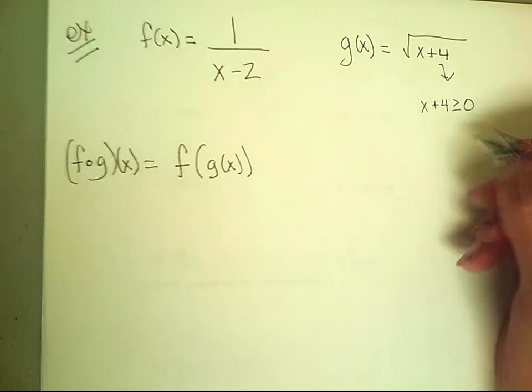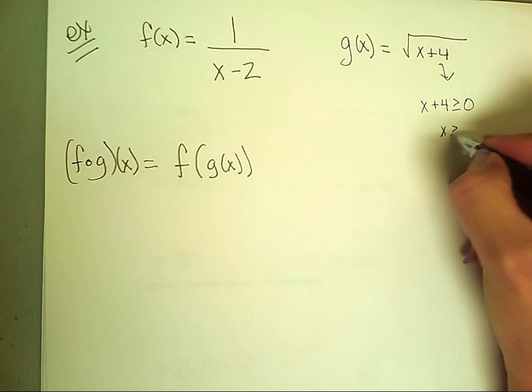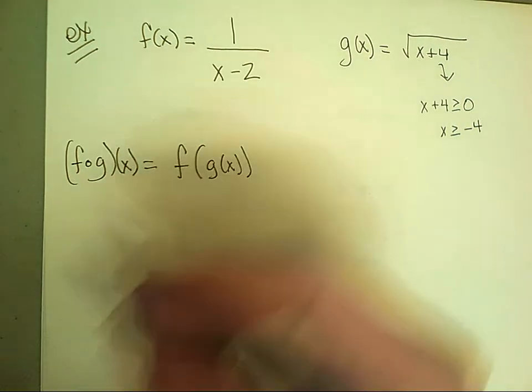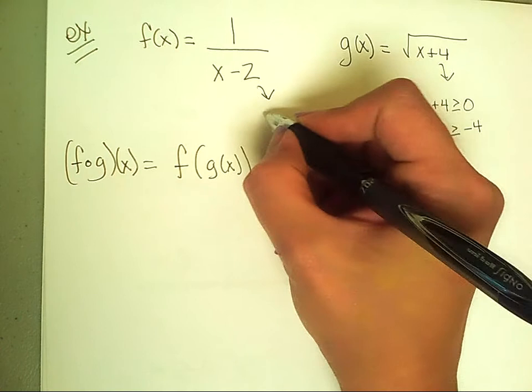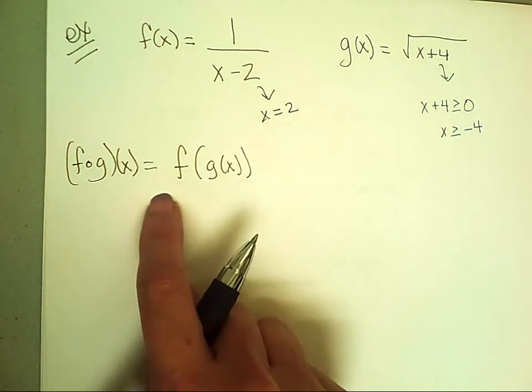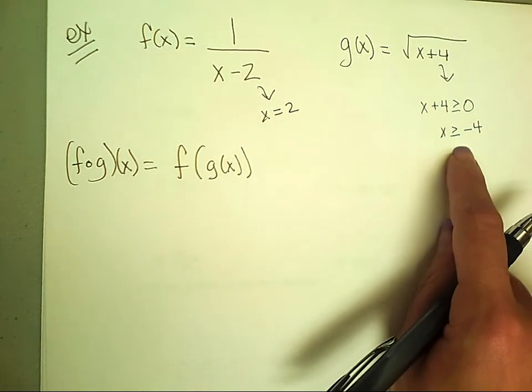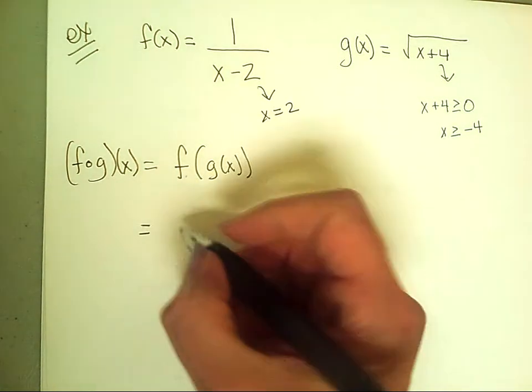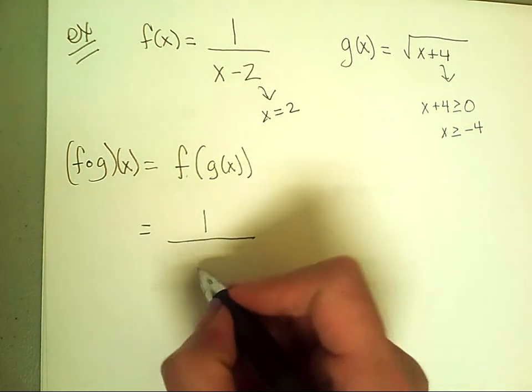Now, we know from here we have x plus 4 has to be greater than or equal to 0. So x must be greater than or equal to negative 4. We also know from here that x cannot equal 2. Before we find this, let's keep working with the domain. Well, let's find it and then we'll work with the domain.